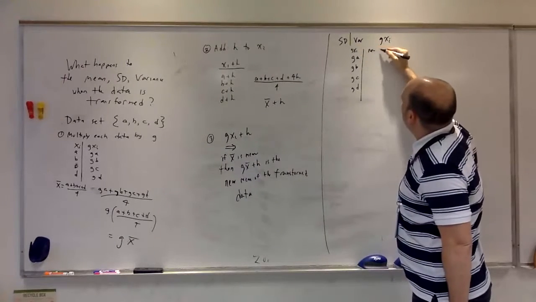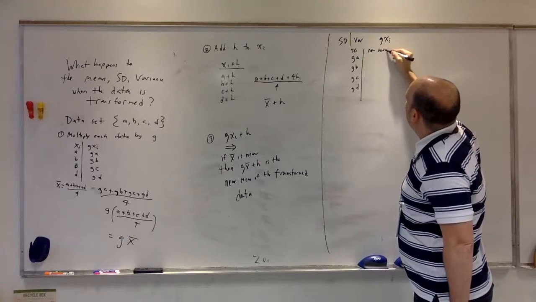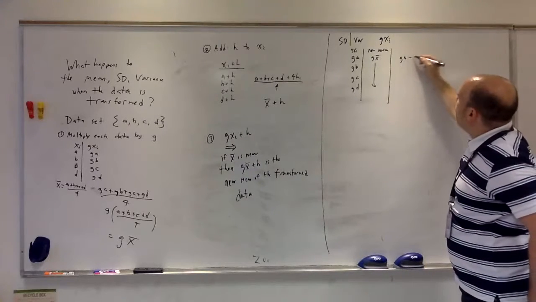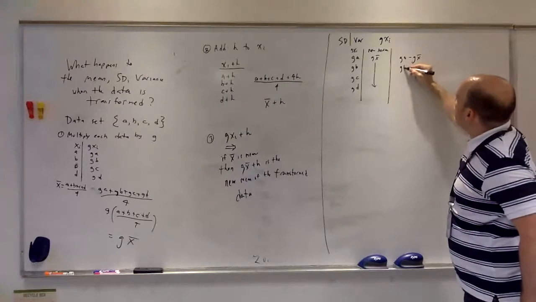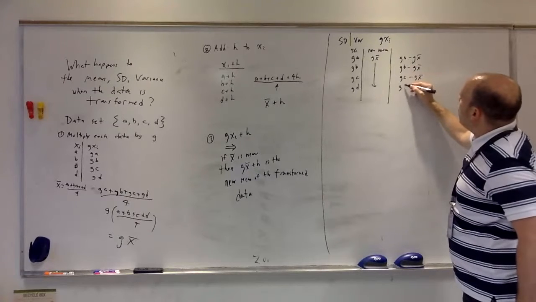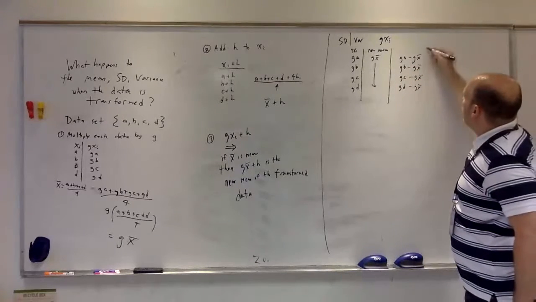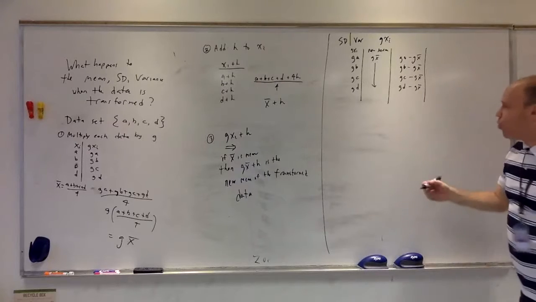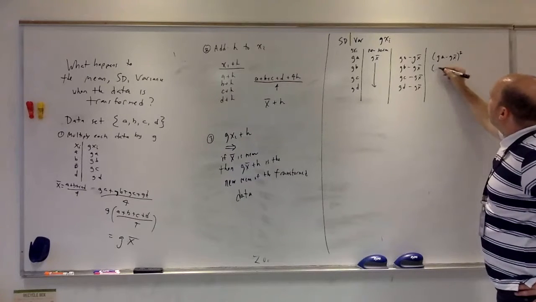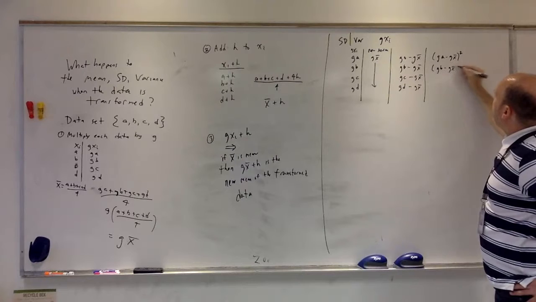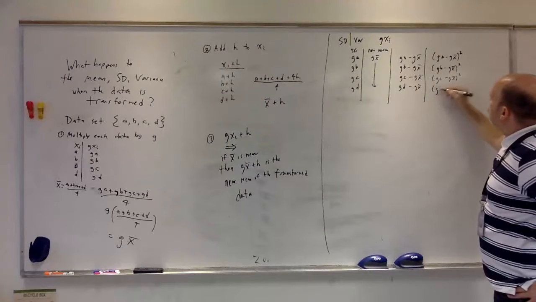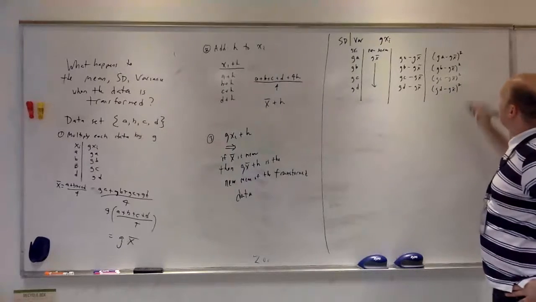We have the new mean, which is g times the mean. Let's see, ga minus g mean, gb minus g mean, gc minus g mean, gd minus g mean, right? What was the next step? Square everything. ga minus g mean squared, gb minus g mean squared, gc minus g mean squared, gd minus g mean squared.